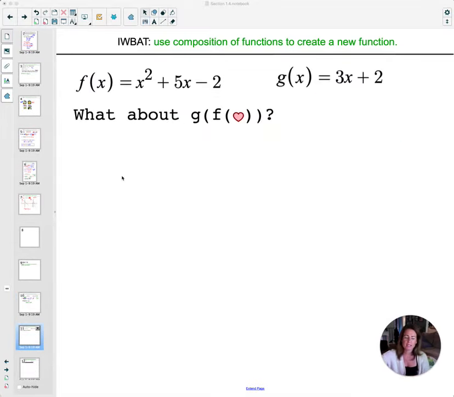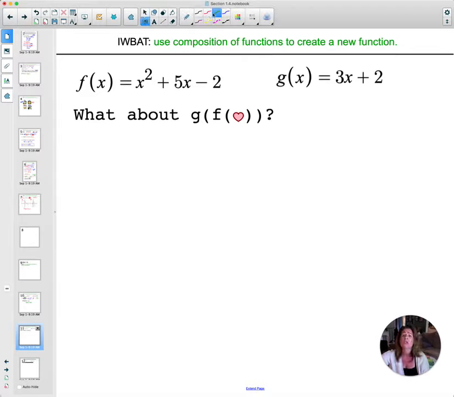So let's take a look at an example where we just plug in some random shape instead of a variable, just to help you figure this out, because this input can literally be anything. It can be another expression, it can be a different variable, it can be a number. So let's take a look at this. We'll get the red function and the blue function here. So we've got this g of f of heart. So we're going to be plugging this heart in.